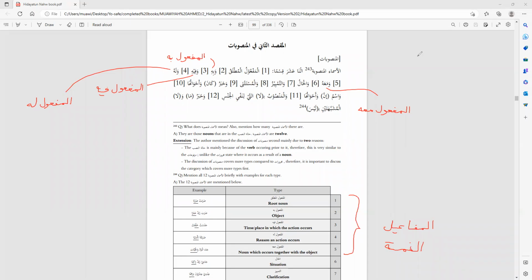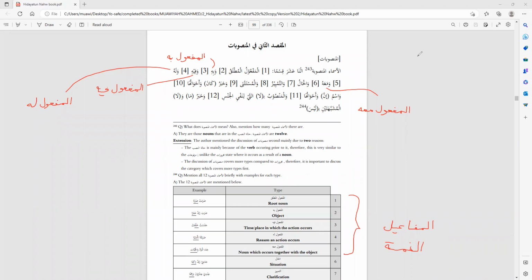Number 9, khabru kana wa akhawatuha. Number 10, ismu ka'in, ismu inna wa akhawatuha. Do you know it should be khabru kana wa akhawatiha. So Kana's khabar and the sisters, or khabru akhawati kana. So it should be akhawatiha. So khabaru akhawati kana. Same with ismu inna wa akhawatiha.